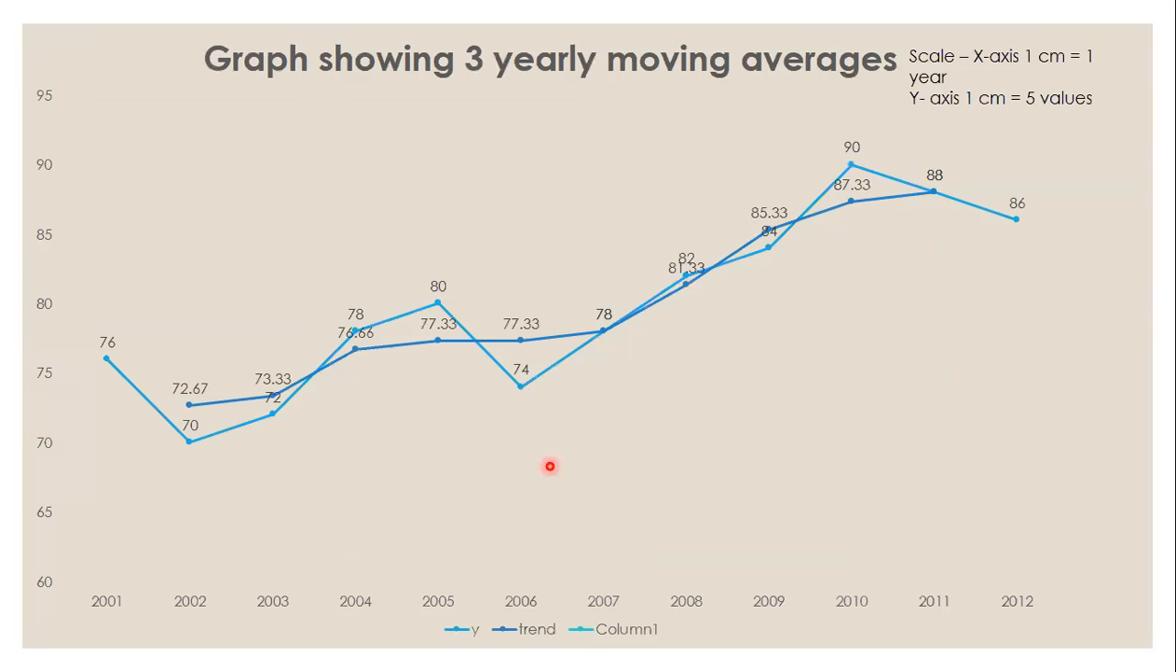Now, going on to the graph. First, you have a scale. Now, on the x-axis, what do you write? On the y-axis, what do you write? That we have to understand. If you see here on the x-axis, I have written the years: 2001, 2002, 2003, 4, 5, and so on. We have written the years.